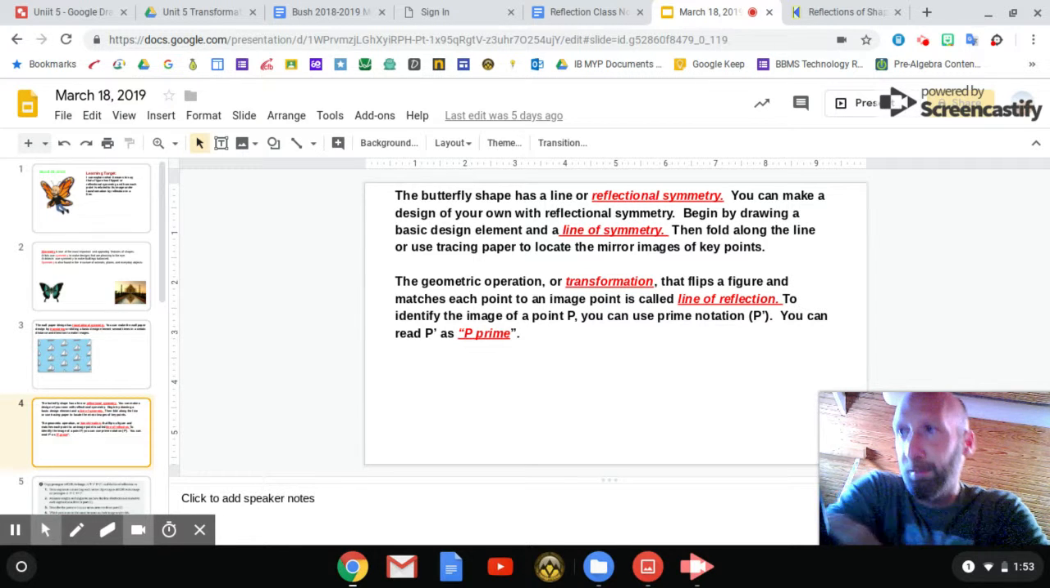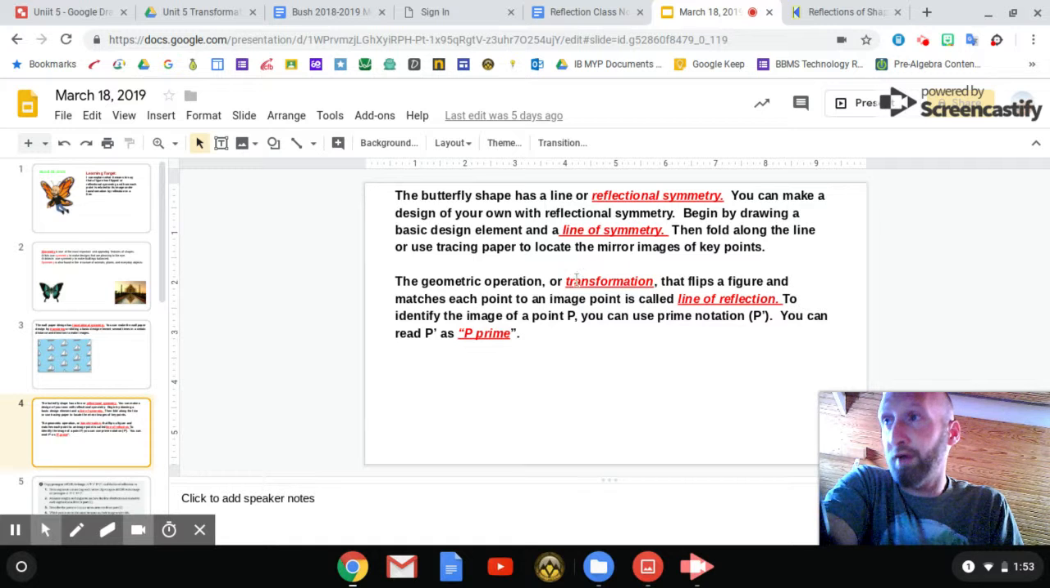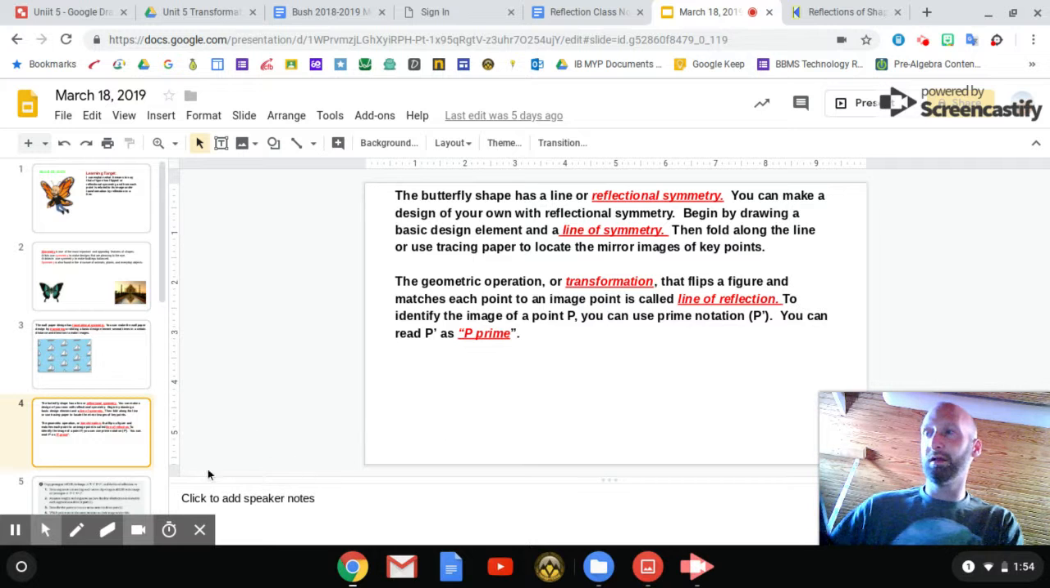The geometric operation, or the transformation, so this is all transformations, that flips a figure and matches each point to an image is called a reflection, over the line of reflection. So it's like looking in a mirror, your reflection. Okay. To identify the image of point P, you can use prime notation. So it's P with this little mark, and you can read that as P prime.